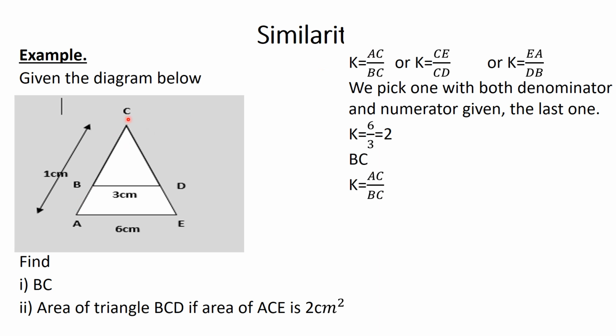So it's going to be K is equal to AC over BC. We're looking for BC. So K is 2, AC is 1, BC is the one we're looking for. So when you cross multiply, it's going to be 2BC equals 1, and when we divide both sides by 2, it's going to be 1 over 2. That's BC. Okay. Next, we go to the second question, area of triangle BCD.